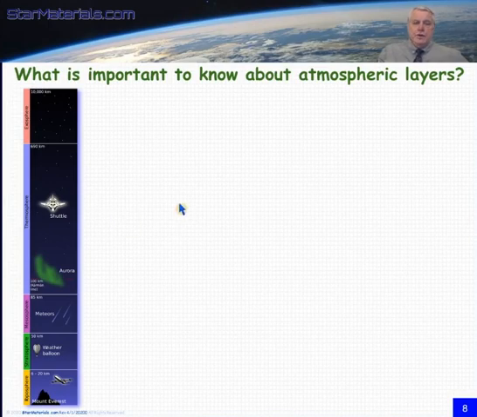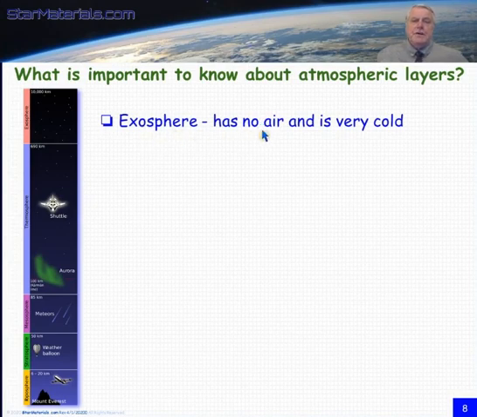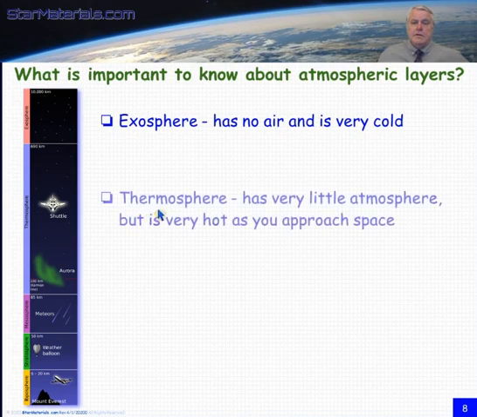What's important to know about atmospheric layers? Here we go. The exosphere has no air. It's very cold. So we're going to go from the outside, from space down to Earth's surface now. The thermosphere has very little atmosphere, but it's very hot as you approach space because there's not a lot getting in the way of the radiation from the sun.